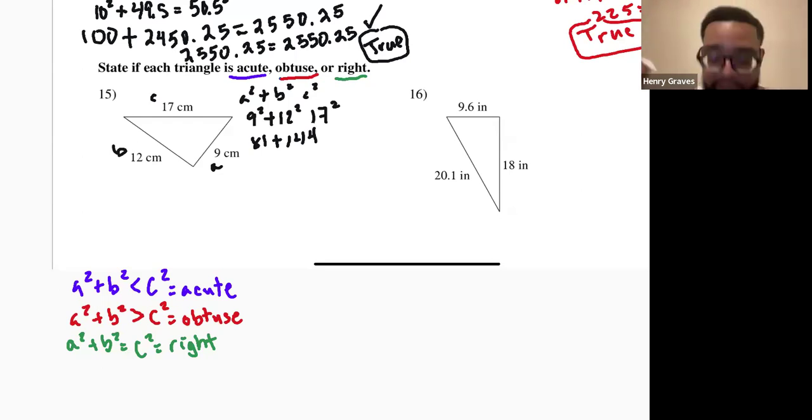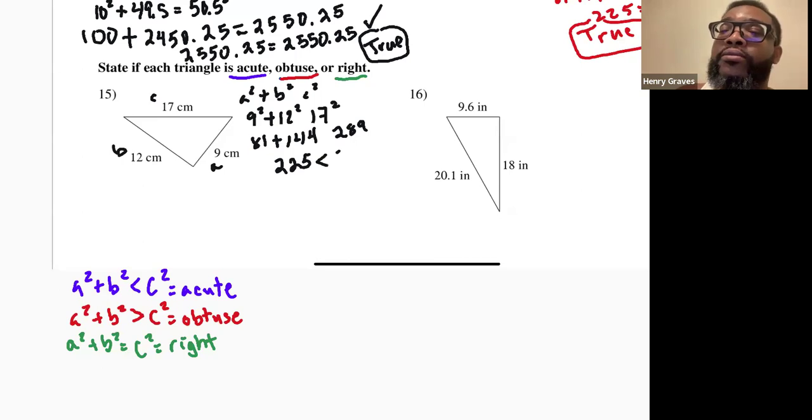So let's compare. 81 plus 144 is 225. And I know 225 is less than 289. And since it's less than, it's going to be acute.